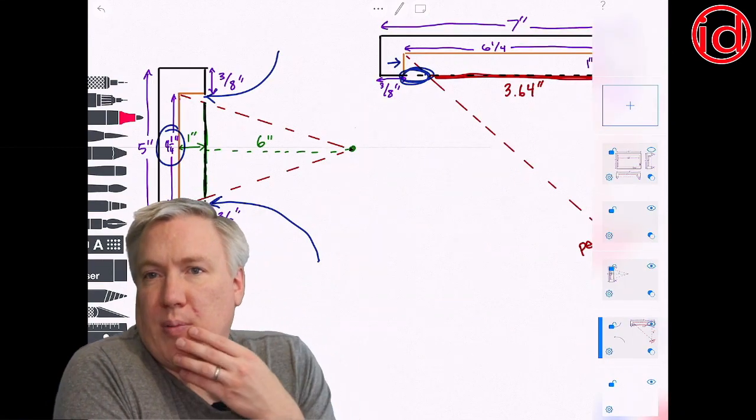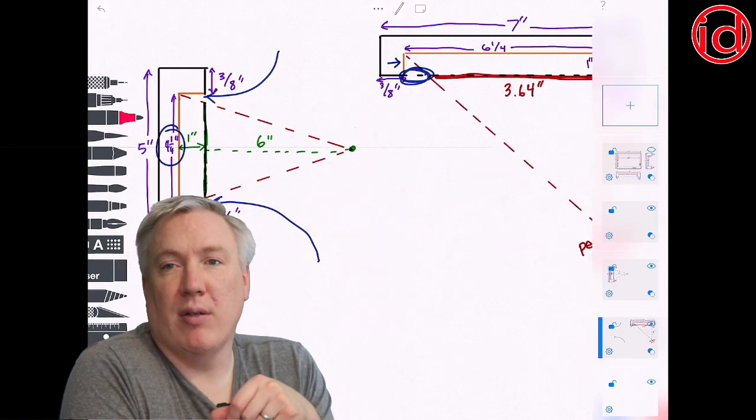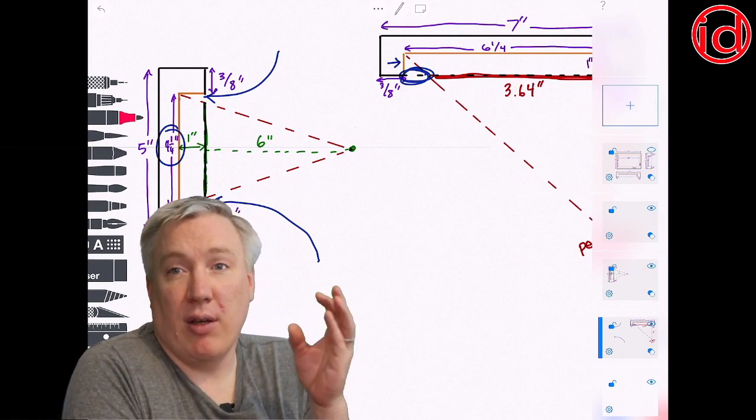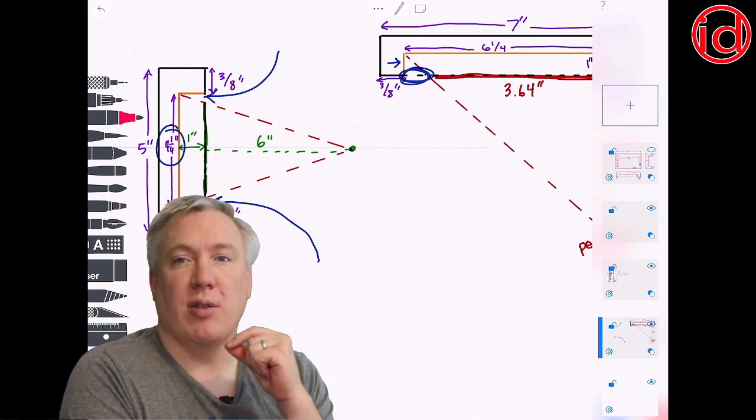The last video, which I'll put out next week, will show you how to draw this object to scale using the information that you've calculated using similar triangles.